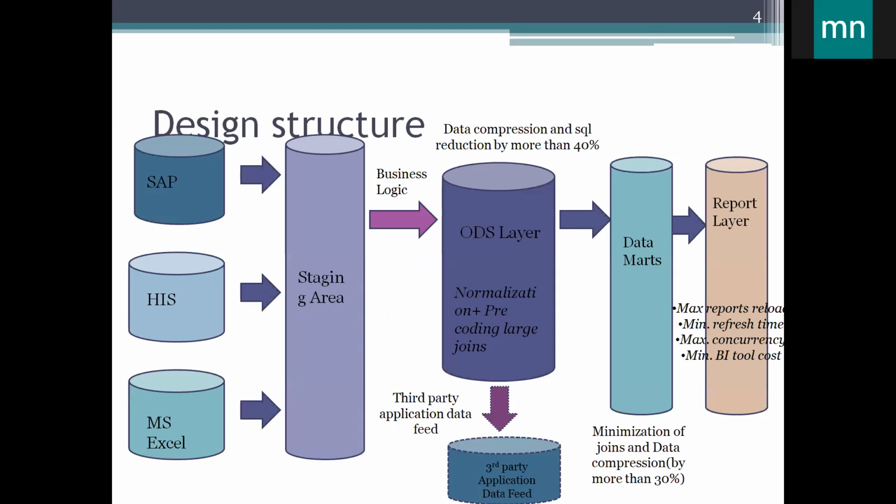The design we are using in SSIS data load is that we can load the data from different sources, like SAP, HSSS, and MS Excel, into a staging area. We apply business logic and normalize the data in the ODS layer. From the ODS layer, we create the data mart, with minimization of joins and data compression. Basically in the data mart, we take the data that is required for our business purpose, and from the data mart, we create the reports.